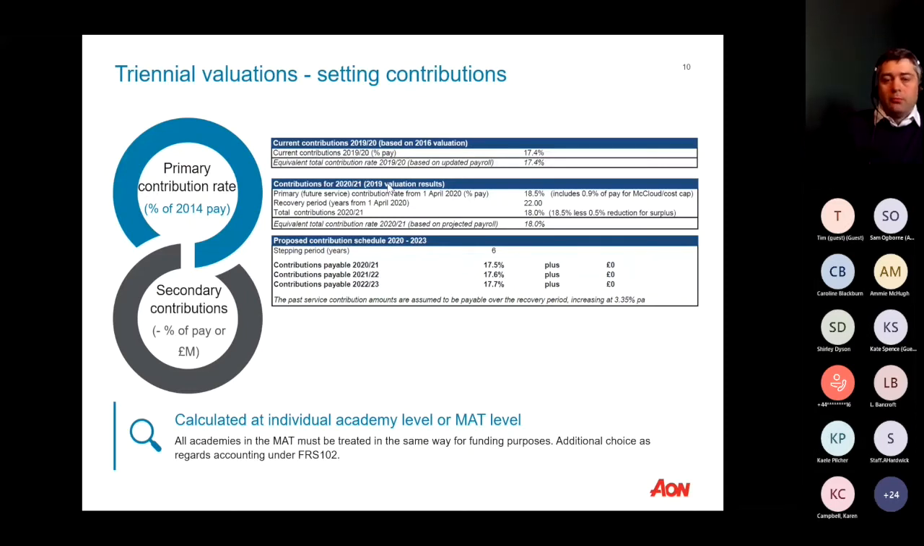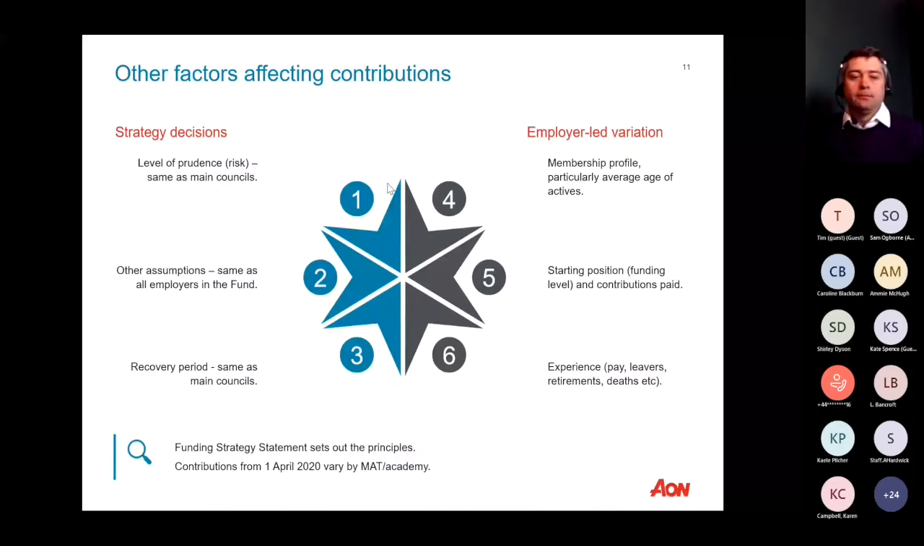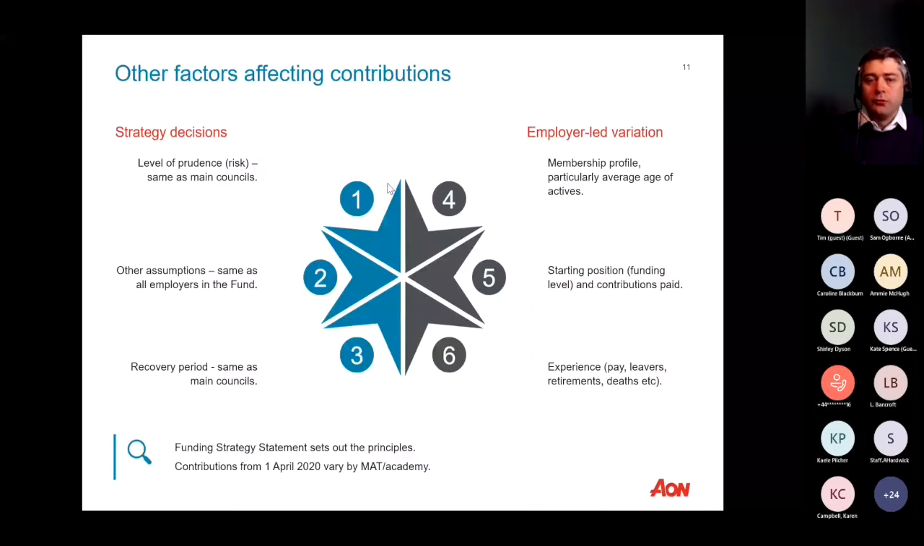I will now talk a bit more about other factors which affect the contribution setting. So if we move to the next slide, please. Thank you. These factors can be categorized into two groups. On the left, we have the factors which are driven by the funding strategy statement and the funding principles and are the same for all academies. And on the right, we have factors which are largely driven by the employer's membership profile, and they're dependent on each of the employers.